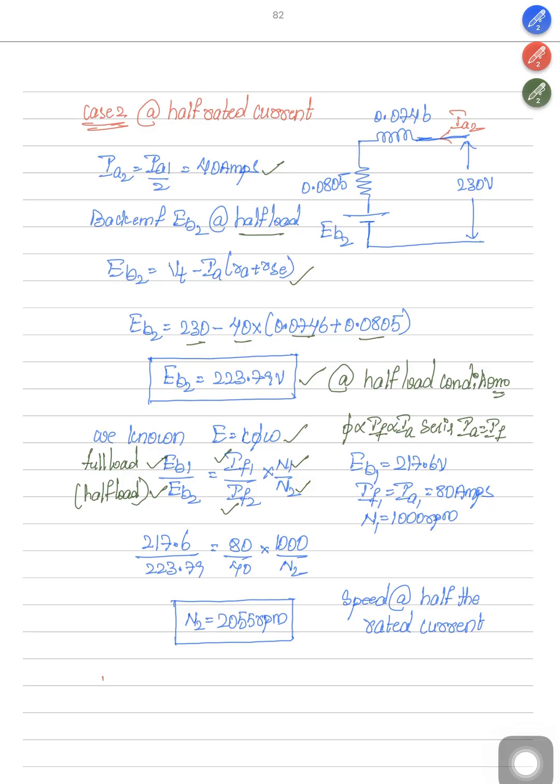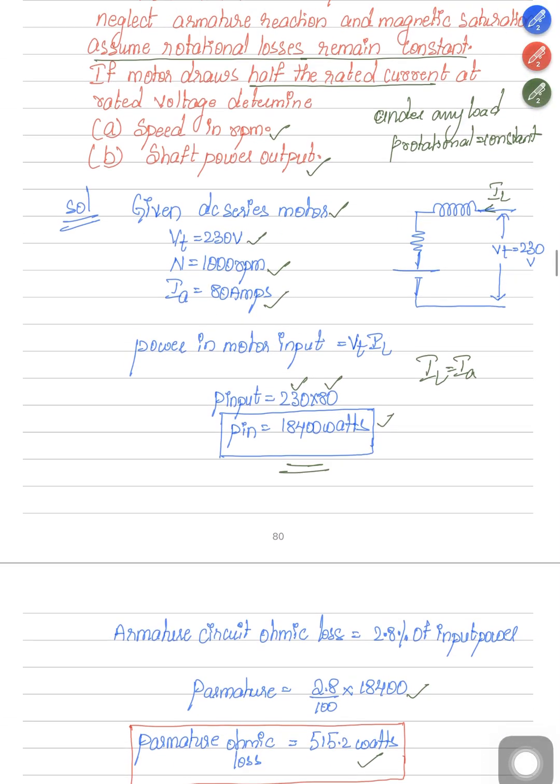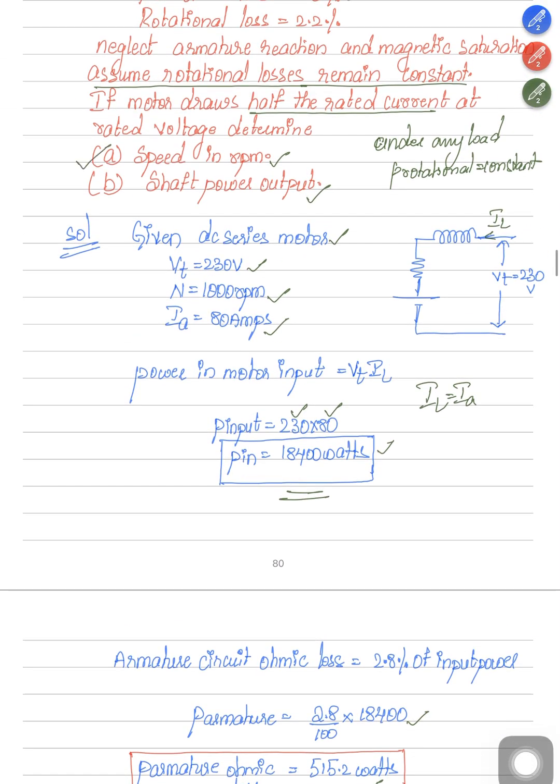By substituting the above values, I found the speed of the motor under half load, or half rated condition. The speed is 2055 rpm. Means we calculated the speed of the motor under half load condition. This one is solved here.